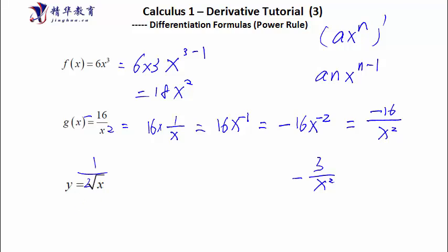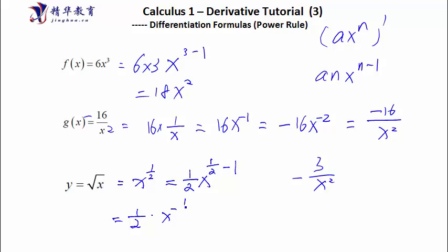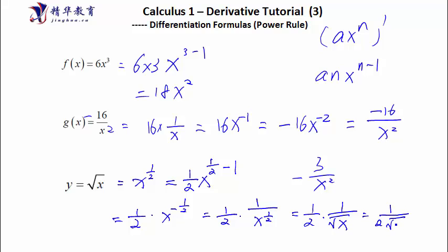Let's see. We've got a square root, right? And the square root is just x to the power of 1/2. And then we drag 1/2 down, x^(1/2-1), which is equal to 1/2 times x to the power of -1/2, which is equal to 1/2 times 1 over x to the power of 1/2, which is equal to 1/2 times 1 over the square root of x, just equal to 1 over 2 square root x. Or you can say derivative of the square root is 1 over 2 square root, finished.